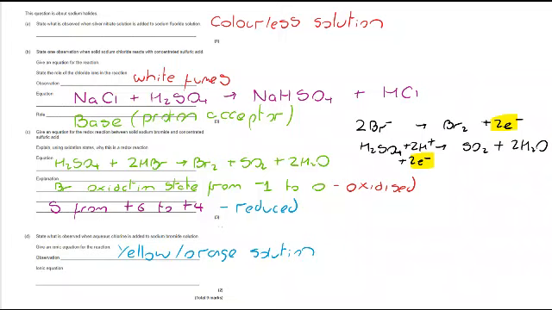And the equation that goes with that, where we can see it, is Cl2 reacts with 2Br- to make Br2 and 2Cl-. That takes us to the end of this question.